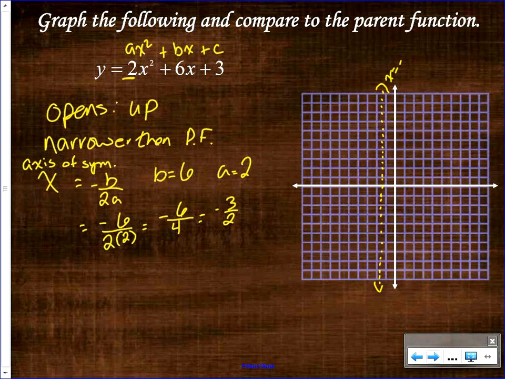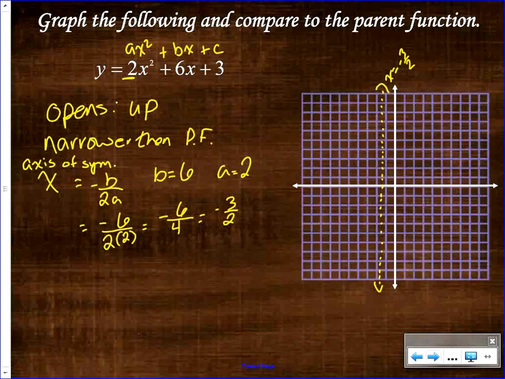X equals -3/2. Okay? So I know on my vertex, my x-coordinate is -3/2. Yes? It's actually halfway between 1 and 2. You okay with that? Okay.